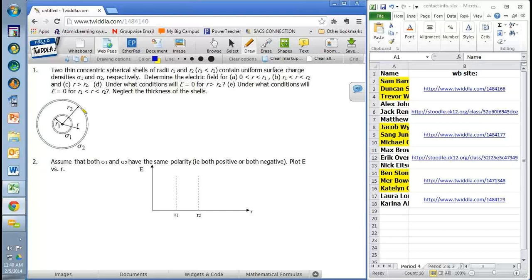Okay. So let me give you about 2 or 3 minutes just to do the first part here, from 0 to R1. You're drawing a Gaussian surface in here, and I want you to figure out the E field inside of there. Okay, so let me mute it and give you guys a little bit of time to do that.